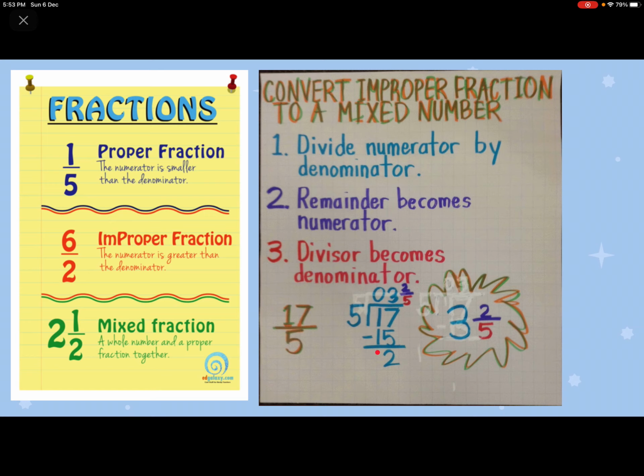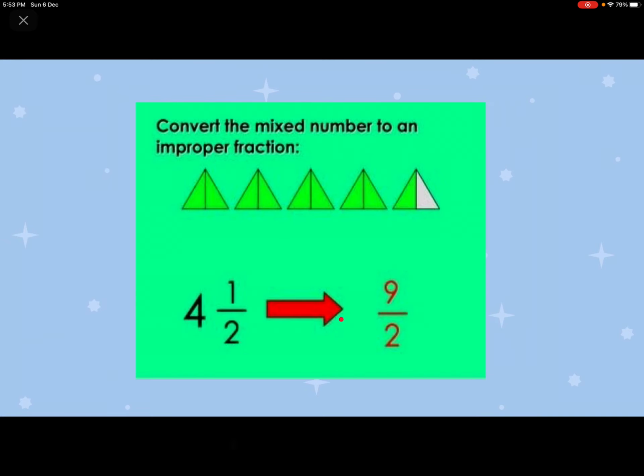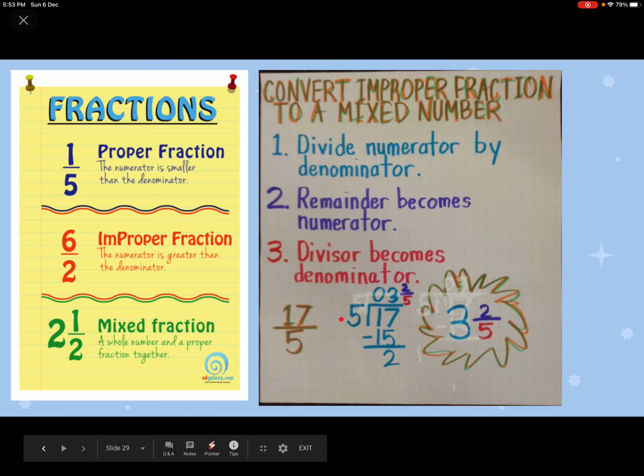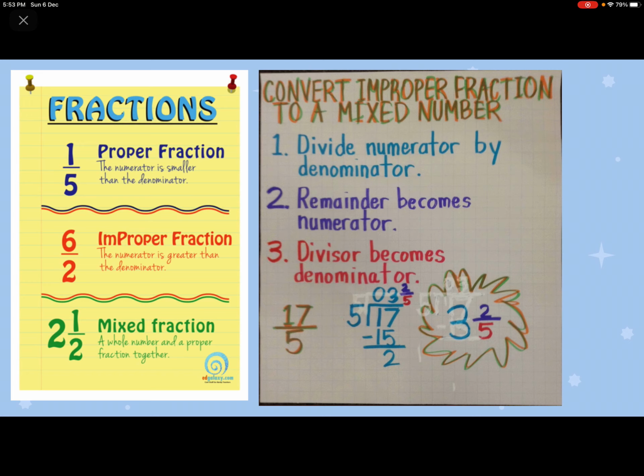Now simply what we have to write is a mixed number. Dear children, the quotient is my whole part. The remainder becomes the numerator and the divisor becomes the denominator. Remember, the remainder becomes the numerator, the divisor becomes the denominator. The next slide is displayed. So 2 upon 5 is my fraction. 2 upon 5 is my proper fraction.